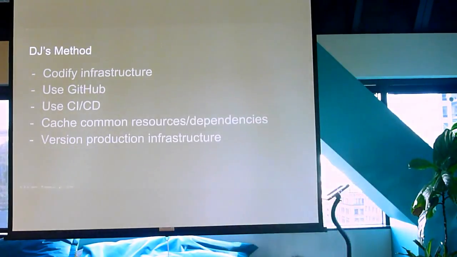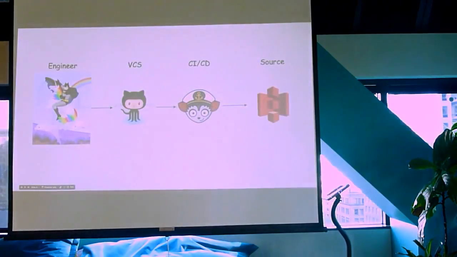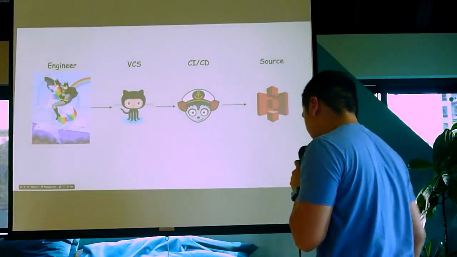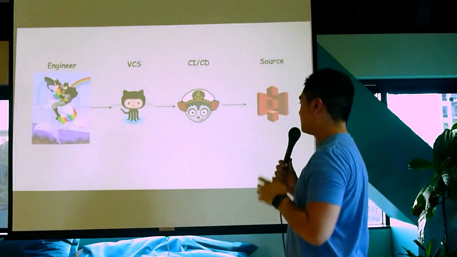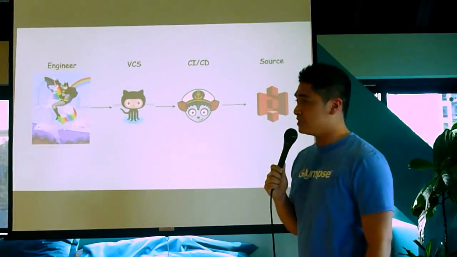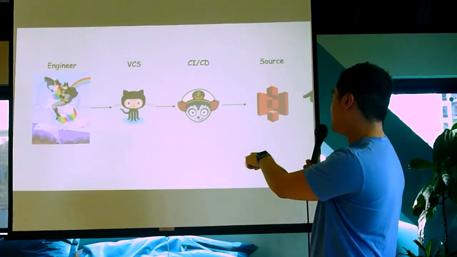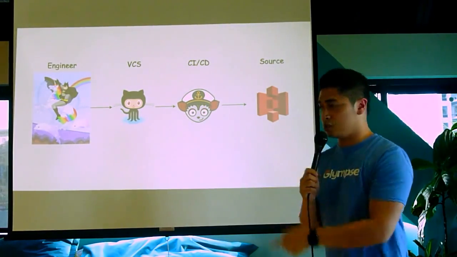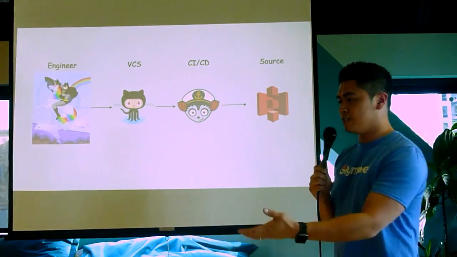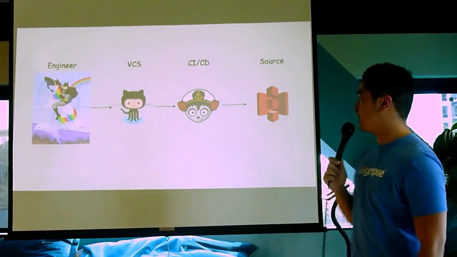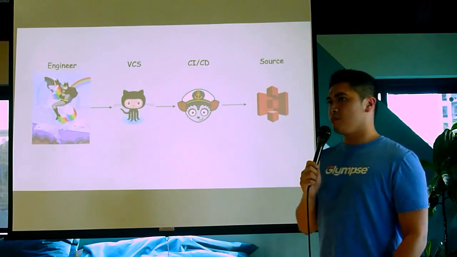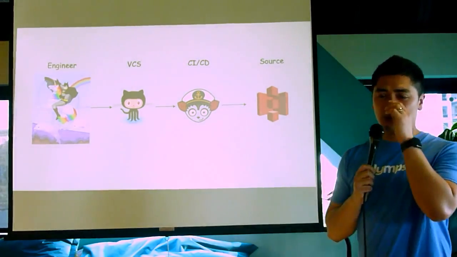Okay, so here's how a development DevOps engineer or SRE would actually make changes to this. You have the engineer, you have your version control system, you have CI/CD, which in this case we're using Shippable, and then you have the destination or the source, which is going to be AWS S3. So this is very similar to your typical software development.